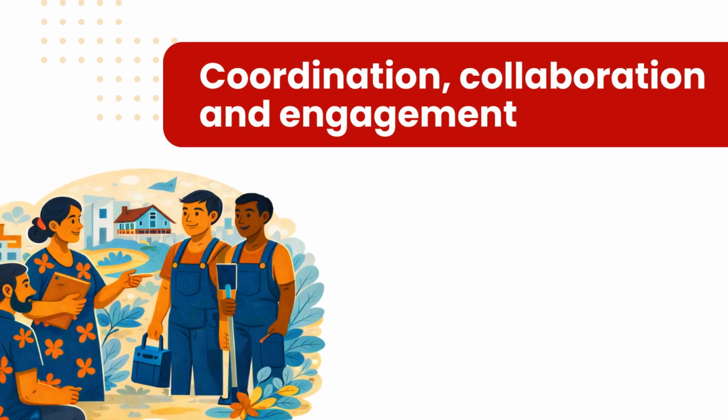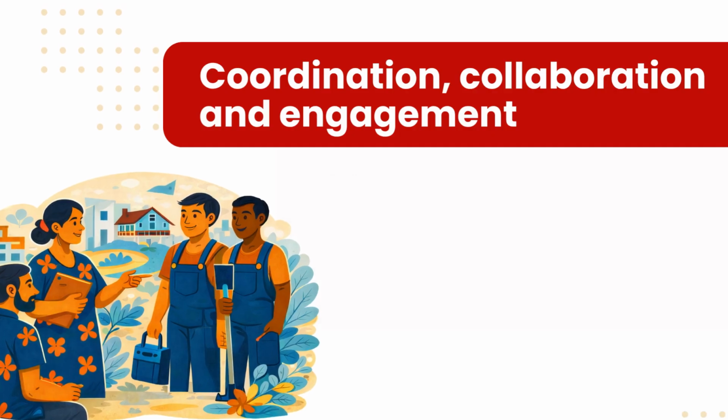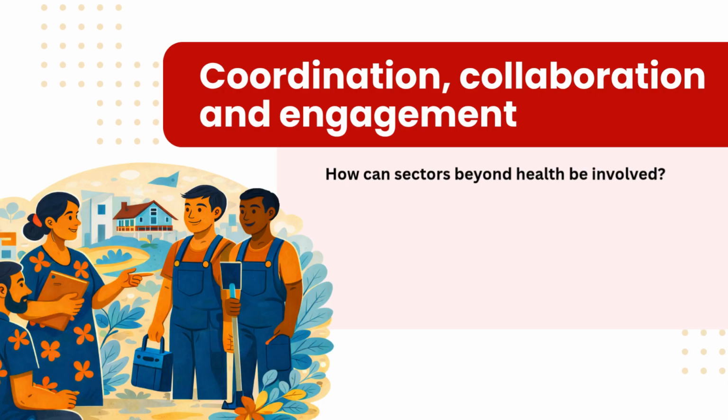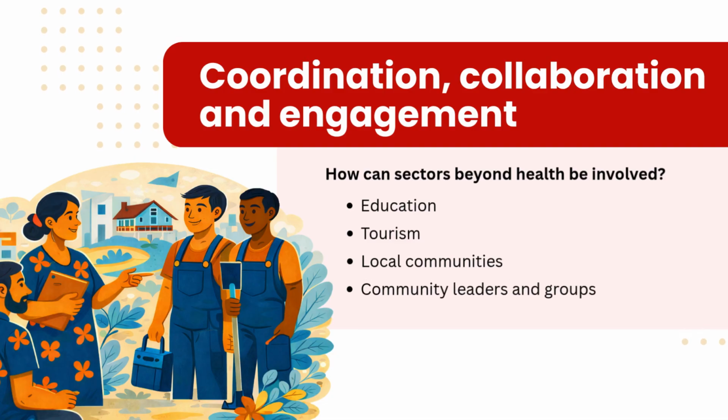Cross-sectoral coordination, partner collaboration, and community engagement. Consider how sectors beyond health can be involved in mosquito surveillance, such as education and tourism sectors. Engagement of local communities can be critical during planning and implementation also. Community leaders and groups should be involved to ensure inclusiveness, to promote awareness and feedback, and to combine surveillance and control activities for greater impact.